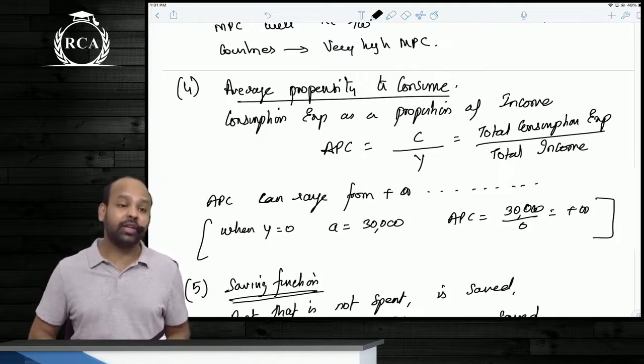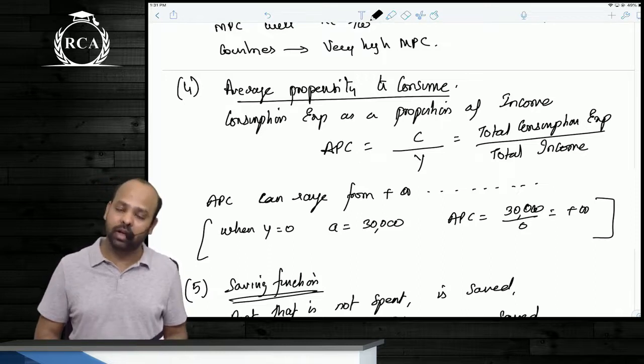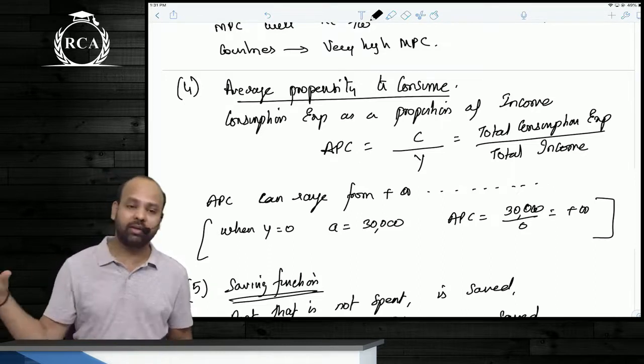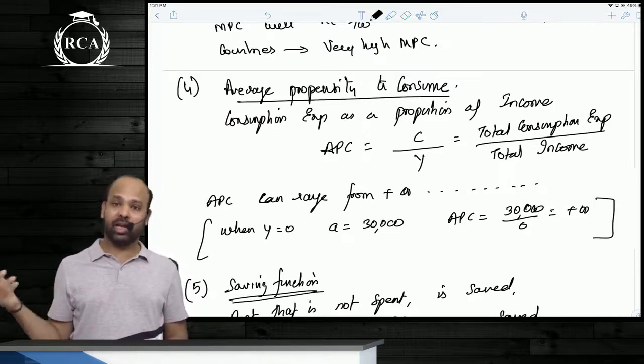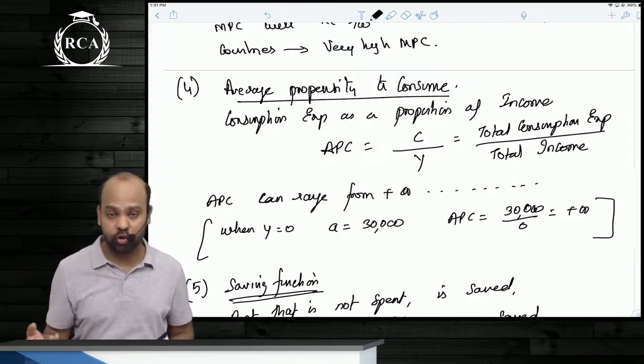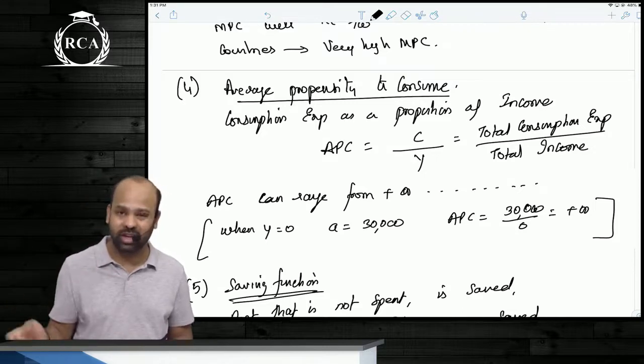Now this average propensity to consume can be positive infinity, and as the income levels increase, it will reduce and be a number lesser than 1. But initially, even when the income levels are 0, remember you're consuming something, so that is what will result in average propensity to consume being positive infinity.